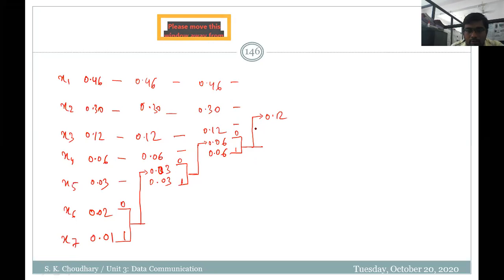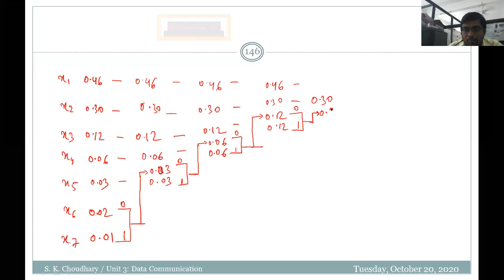0.12 and here 0.12 as it is, and 0.3, 0.46. So again do the same thing, 0 and 1. This would become 0.24. Okay, now this 0.24 is less than 0.3. So what we have to do, 0.3 would stay in its place, and here 0.24, and 0.46 would stay in its place.